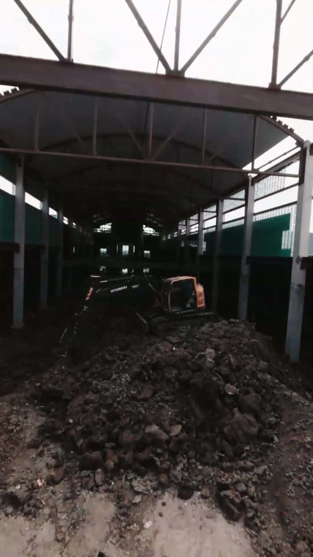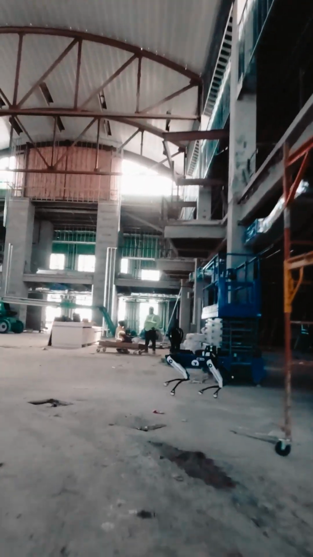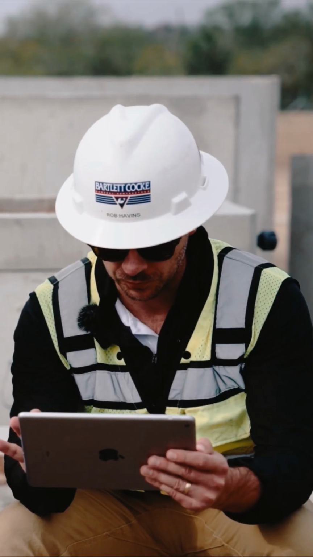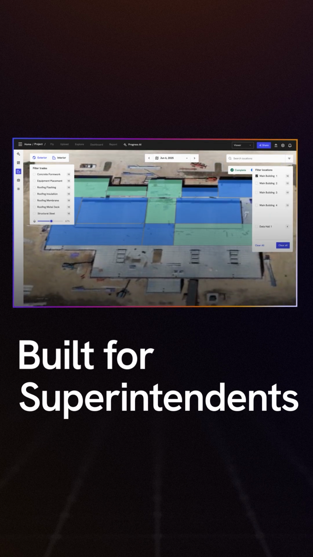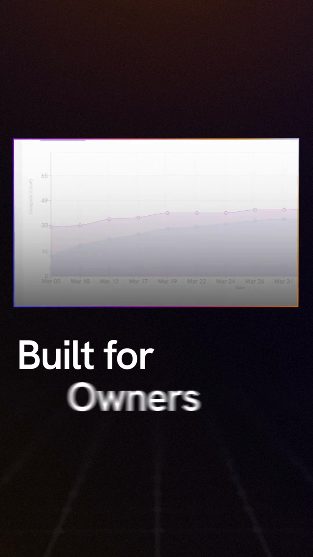Progress AI isn't just faster. It frees up your team to manage the work, not the paperwork. For supers, instead of manually tracking with highlighters, you now get a color-coded map and trade-by-trade breakdown, ready within minutes.